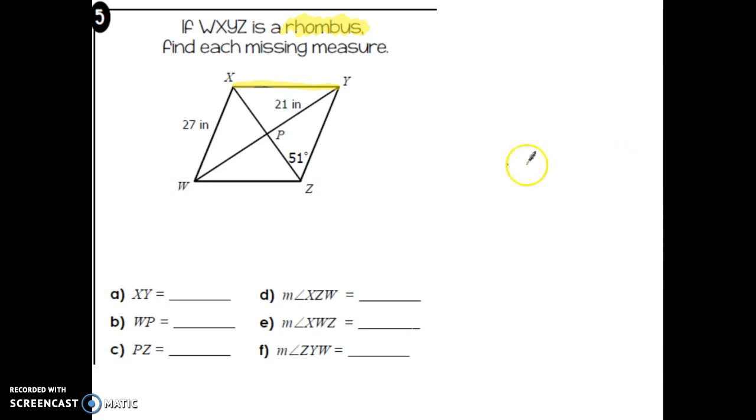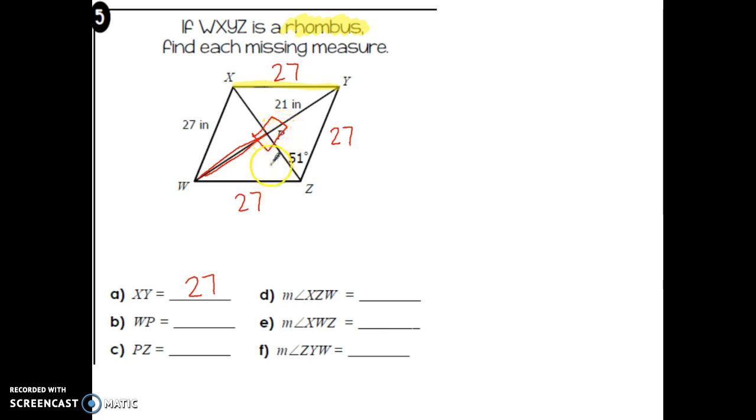And so for XY, I am going to look for an outside. This is 27, so I know this is 27, this is 27, and this is 27. So we already have one without having to do any math whatsoever. Then they ask us for WP. So at this point, we should take a second to draw in our right angles.